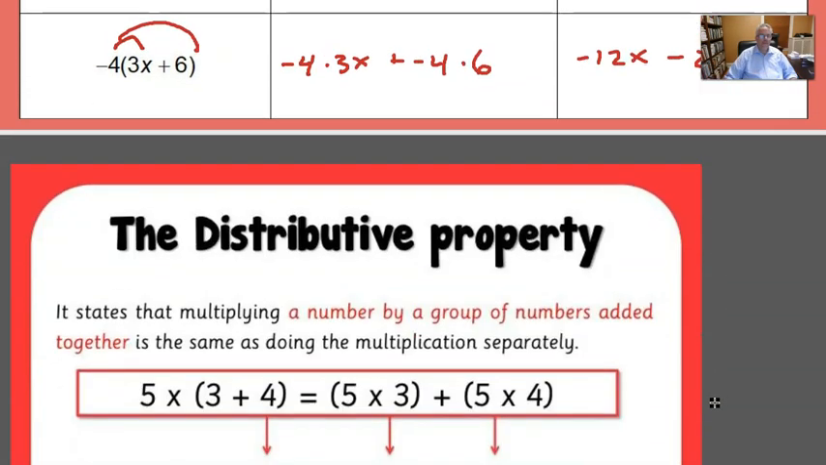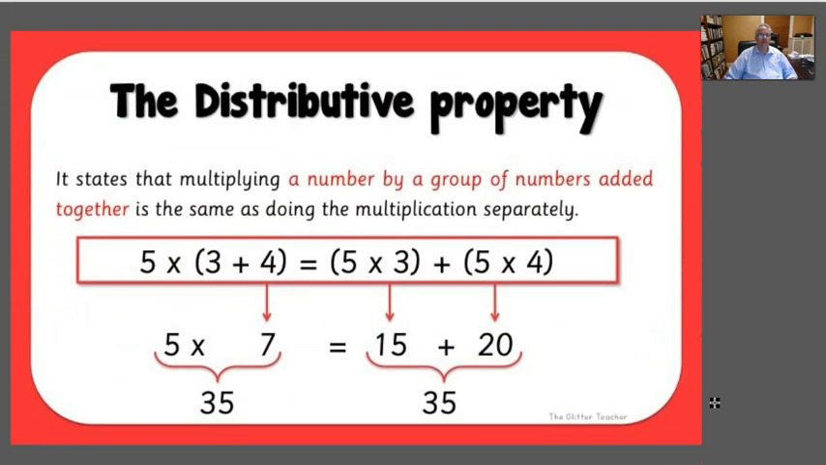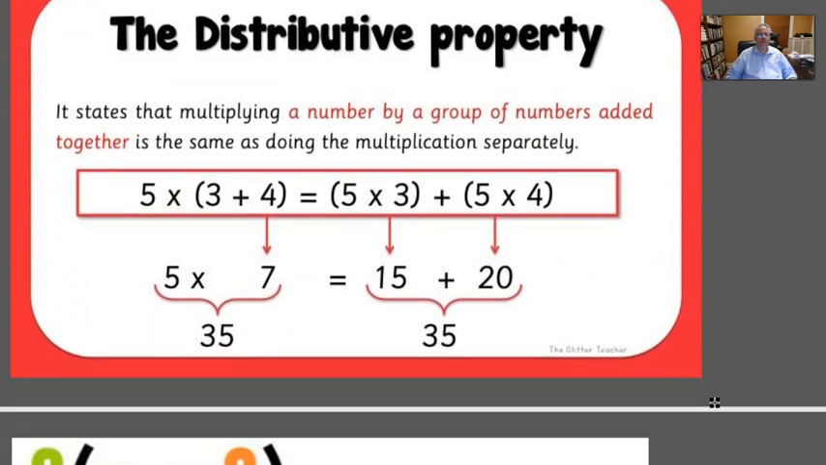Okay, so that's what the distributive property says. It says that when multiplying a number by a group of numbers, like 5 times this group right here, 3 plus 4, it's the same as doing the multiplication separately. It's the same as doing the 5 times 3, and then adding to that the 5 times 4. Either way, in this particular expression, you get 35.